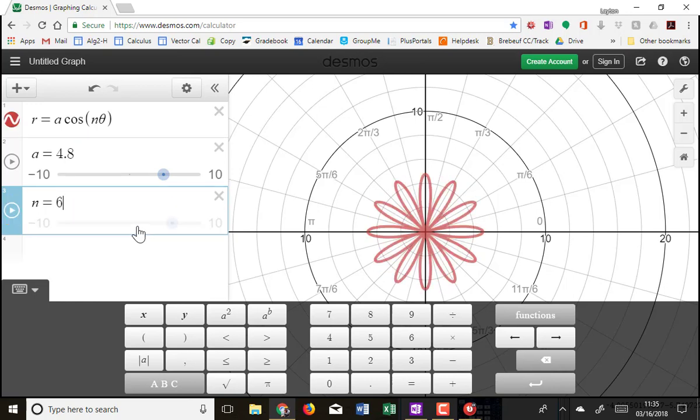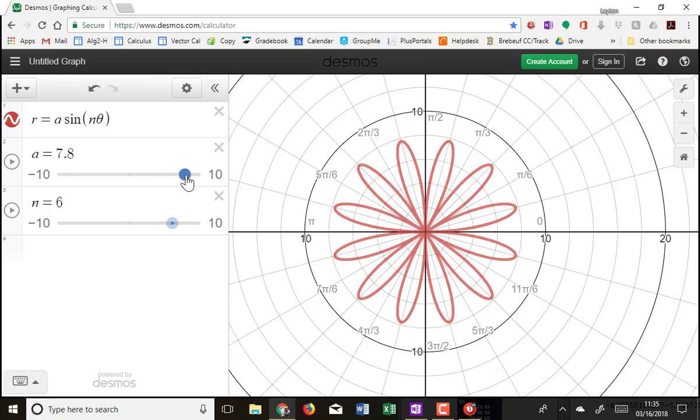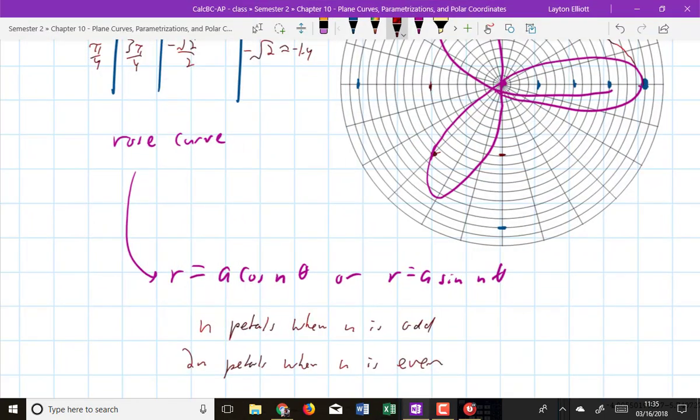So you can kind of play around with that all you want. And then sine doesn't do anything other than slightly rotate it, so that instead of being where it is now, it's shifted just a little bit. And then you know what A is going to do. Make it bigger or smaller. Okay. That's one general type of curve. Let me give you two others.